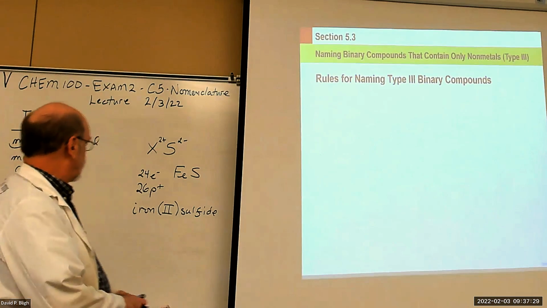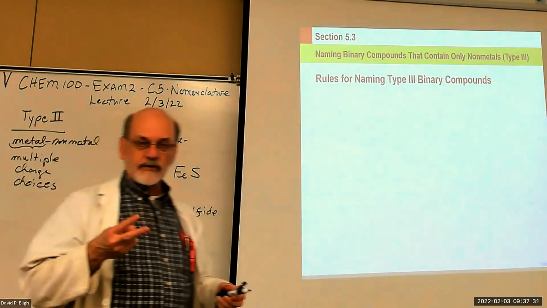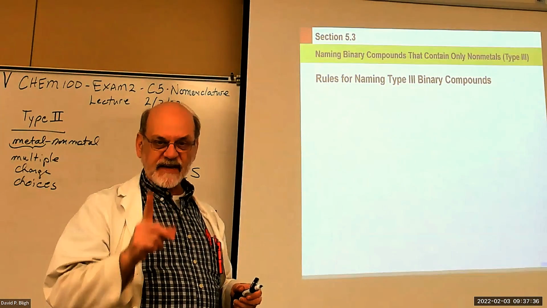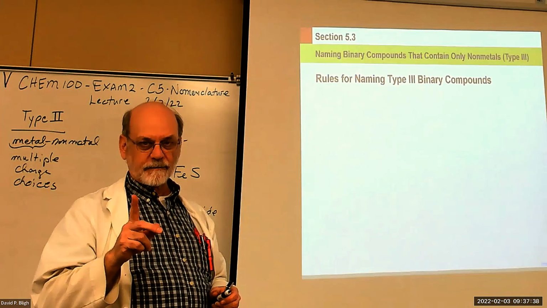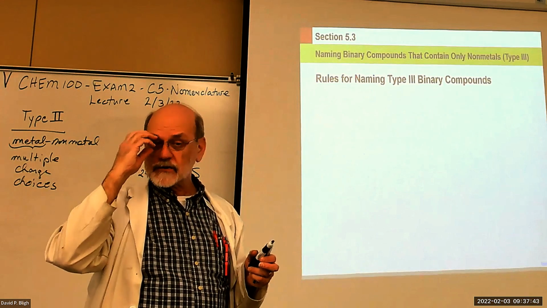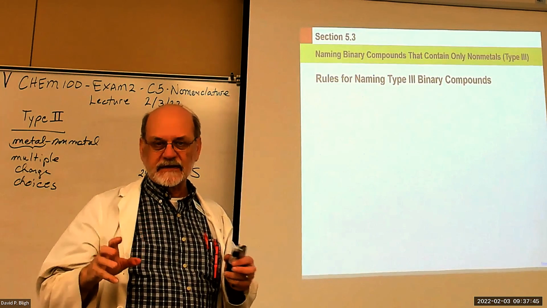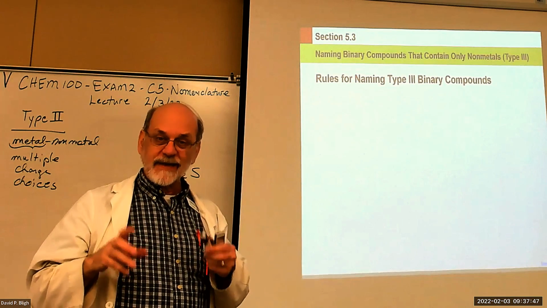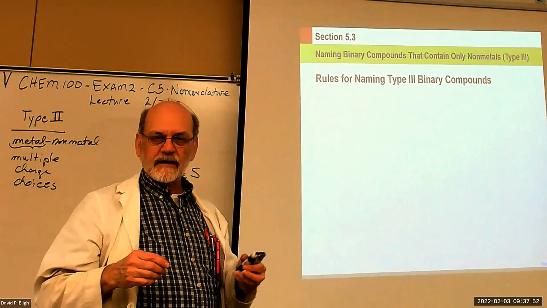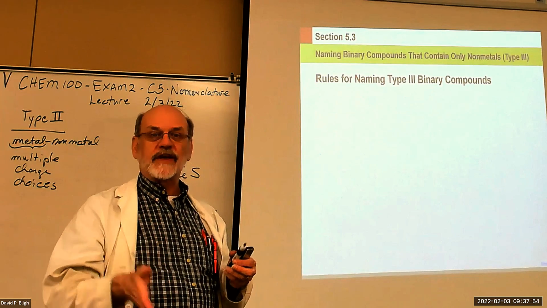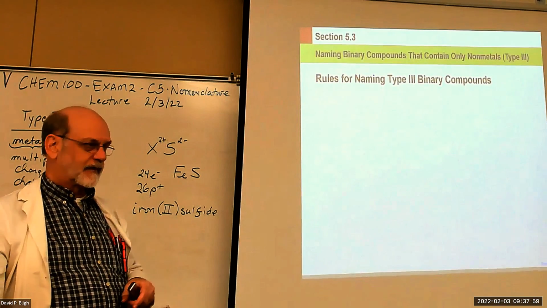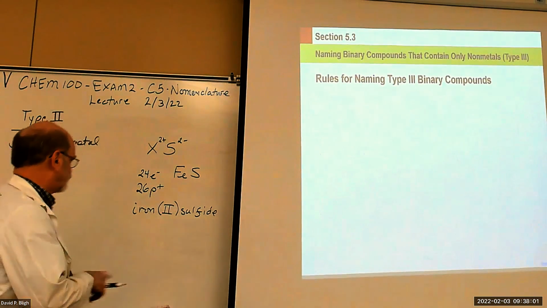Okay. Type 1s, type 2s. Both of them are metal, non-metal. Type 1, fixed metal charge. So when we name the metal, we don't have to say what the charge is. There's only one possibility. Type 2, the metal could have multiple possible charges. So we have to say what charge we're using at the time for that compound. And we do that with the Roman numeral. Type 3 compounds.